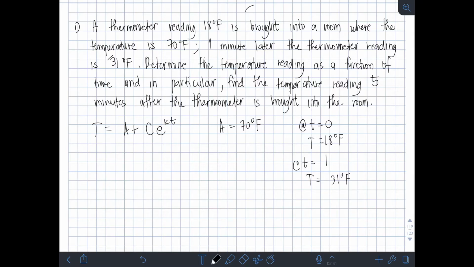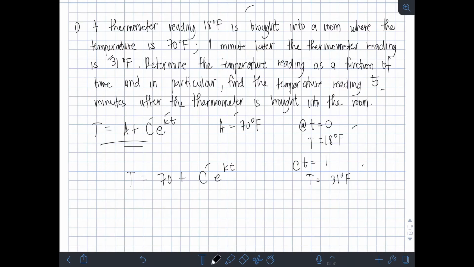Tapos, hanapin daw natin yung temperature reading as a function of time, and in particular, find the temperature reading after 5 minutes. So, ito na yung derive natin, right? So, ang kulang na lang is ma-determine natin tong C tsaka K. Masasolve natin tong C tsaka K using these conditions. So, we have T is equal to A, right? 70 plus C e raised to KT. So, solve muna natin si C using this condition.